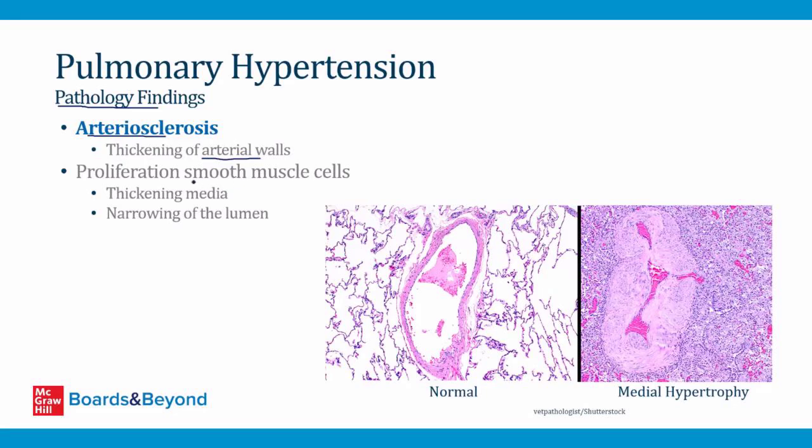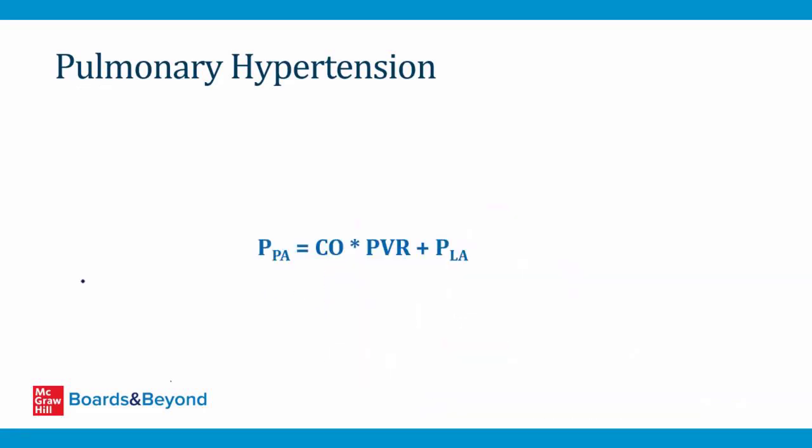You can also see proliferation of smooth muscle cells. This is a picture of what it can look like here. You have thickening of the medial layer of the pulmonary arteries, and this narrows the lumen. And that's what you can see in this picture right here, thickening of the medial layer with a very narrow lumen compared to normal.